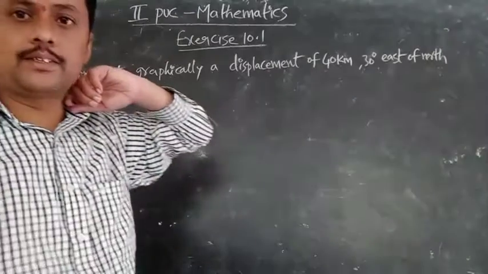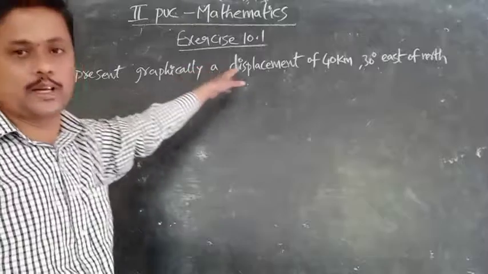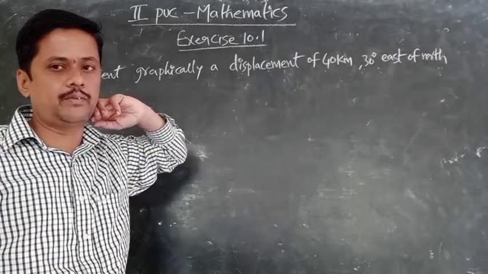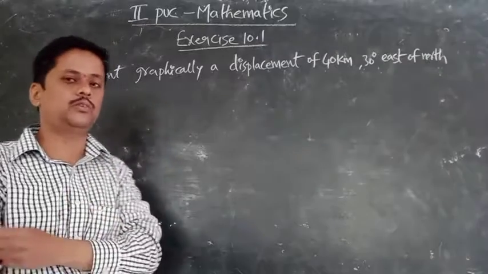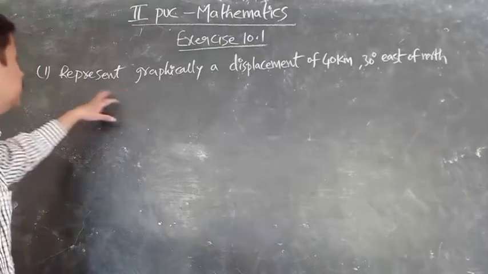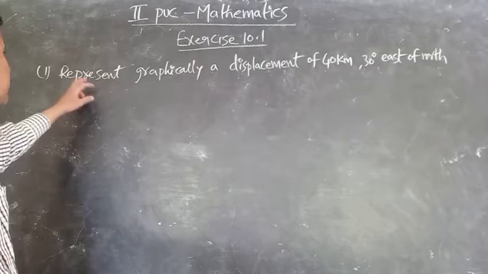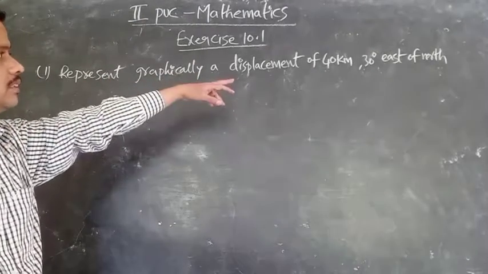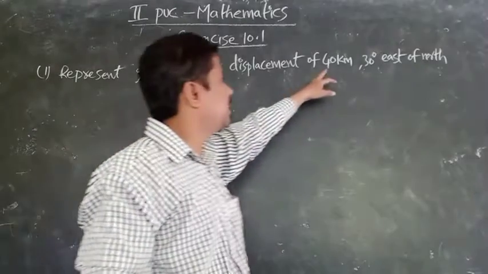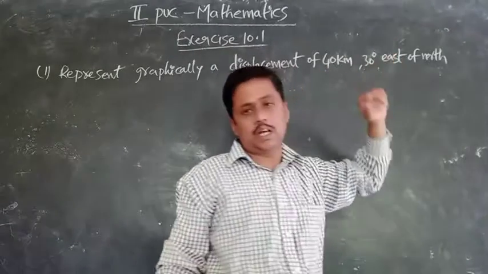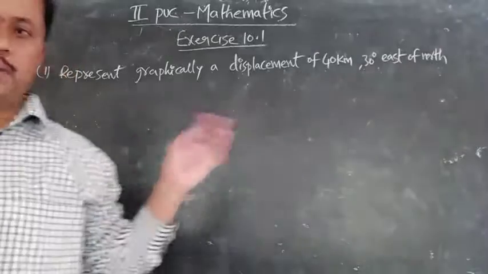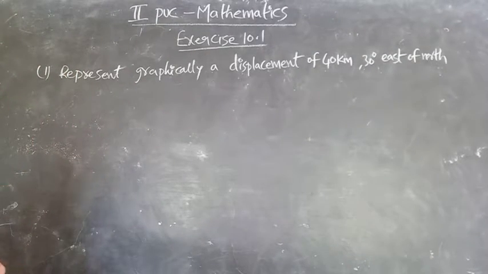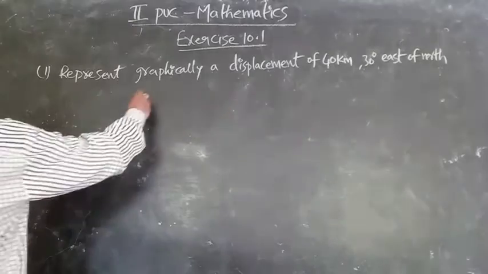See my dear students, next exercise 10.1. Types of vectors is over. Definitions are very important for the 1 mark question. Next we move to exercise 10.1. First question: represent graphically a displacement of 40 kilometers, this is the magnitude, 30 degrees east of north. We have to represent this graphically. So how can you represent it? Let us take like this.